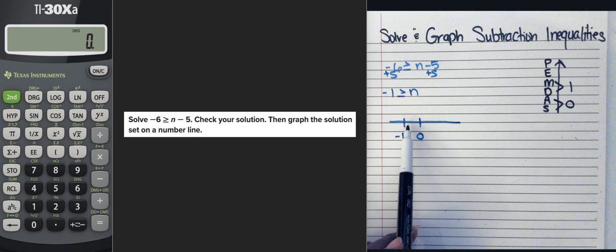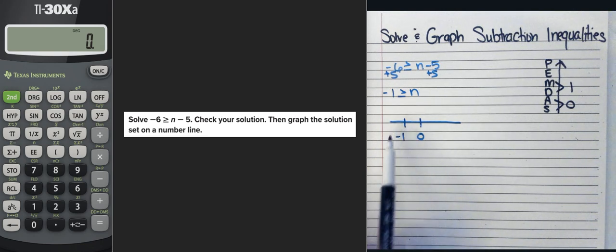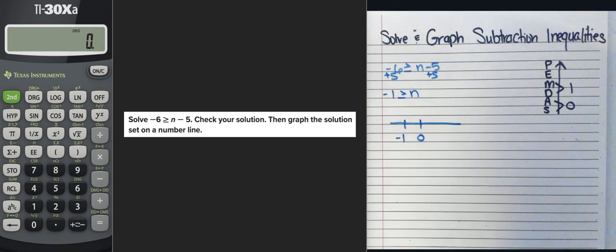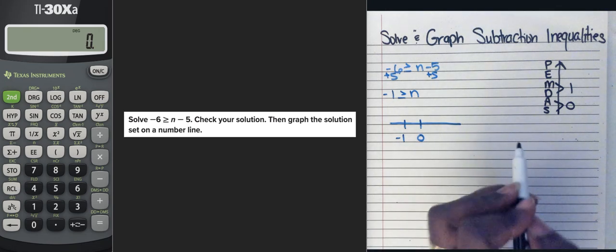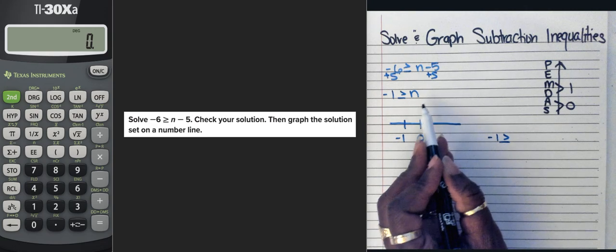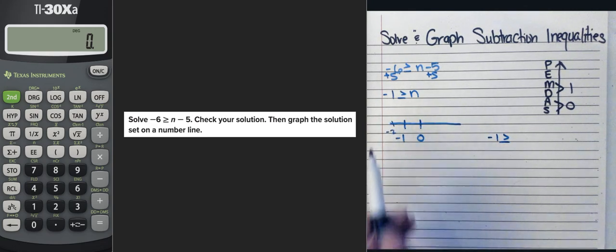Let's say something where -1 is greater. Remember, as you move to the right, you're moving into greater or larger numbers. As you move to the left, you are moving into smaller numbers, or less in terms of value. So what if we made n equal -2? Let's plug that in. What if we had -1 is greater than or equal to -2, which would be over here on the left-hand side.